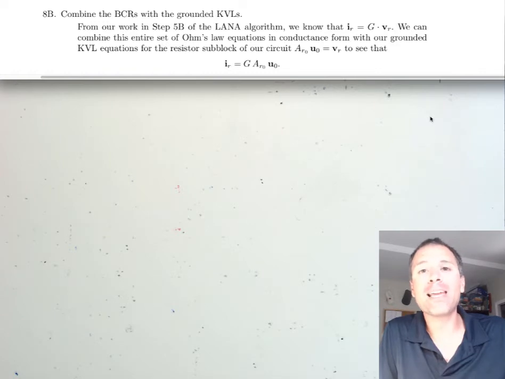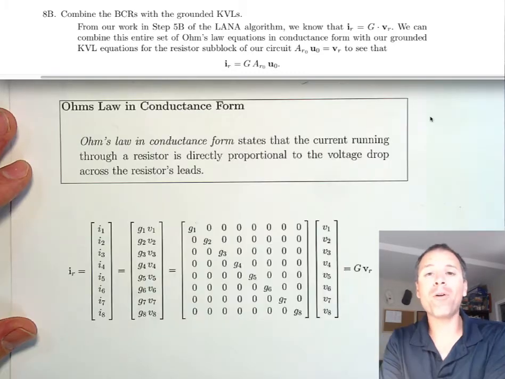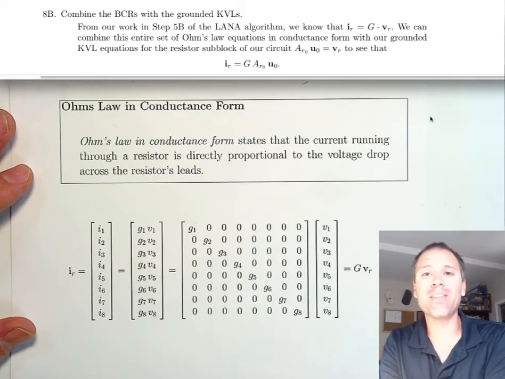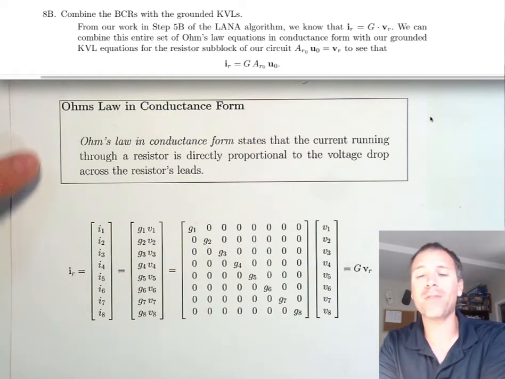Let's move on to step 8b, which is to combine the branch constitutive relations with the grounded KVLs. Remember that for the types of circuits we're studying in the linear algebraic nodal analysis algorithm, we only have one type of BCR that shows up in a meaningful way, which is Ohm's law. Specifically, we have this concept of Ohm's law in conductance form.